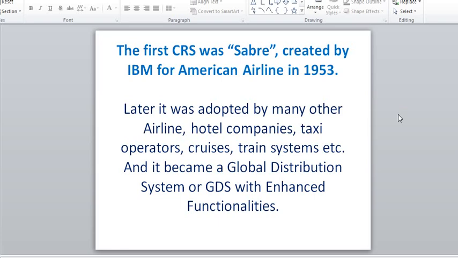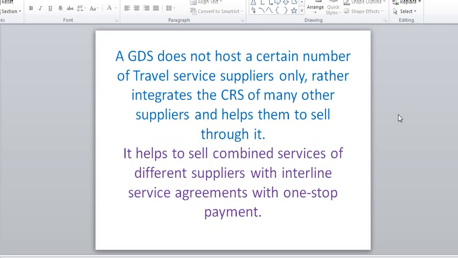And GDS did have some enhanced functionalities, not only like a CRS. Probably it had so many more functionalities, like it was giving the information about the travel, the destination, about the different parts of the world. So it was an ocean of information. As GDS does not host a certain number of travel service suppliers only, rather it integrates the CRS of many other suppliers and helps them to sell through it.